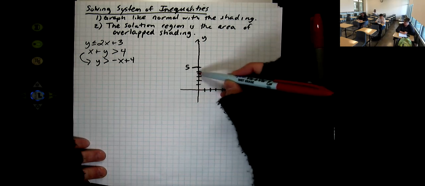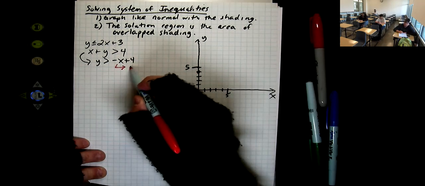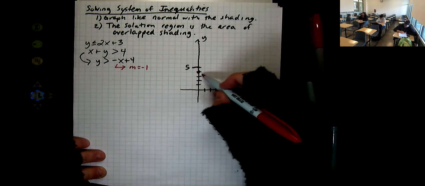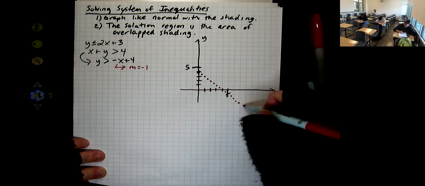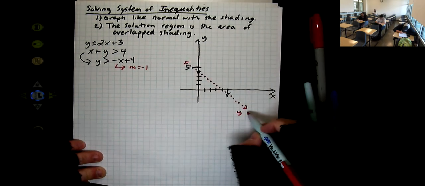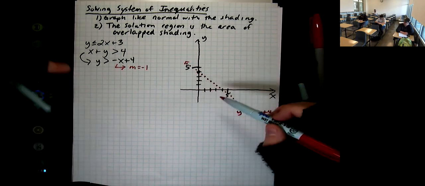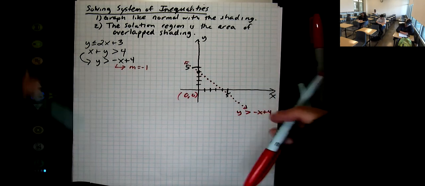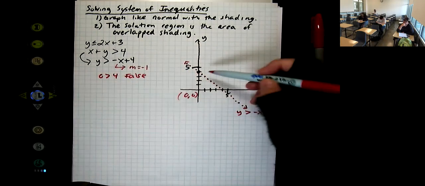Negative x plus 4, I start at the y-intercept of 4. The slope here is -1, so I'm going downward. And the fact that there's no equal sign means I just leave the line dotted. I do not fill in the line. So that is my y is greater than negative x plus 4. I want numbers that are greater than it. I will test 0, 0 here, which is right there, and I plug it in, I get 0 is greater than 4. 0 is not greater than 4, so that's false. So I'm going to shade on the other side. I'm going to shade up here.